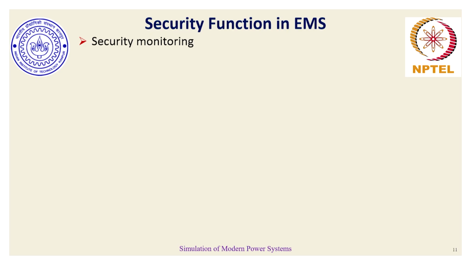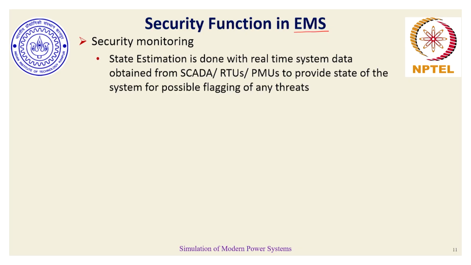So, in terms of security function at energy management systems or EMS systems, there are three phases. The first phase is security monitoring, which is essentially done by state estimation. State estimation helps us in providing these system states from the possible measurements obtained from SCADA, RTUs, remote terminal units, or phasor measurement units. One can also wonder why power flow analysis is not used or done as part of security monitoring, because power flow also provides similar states.